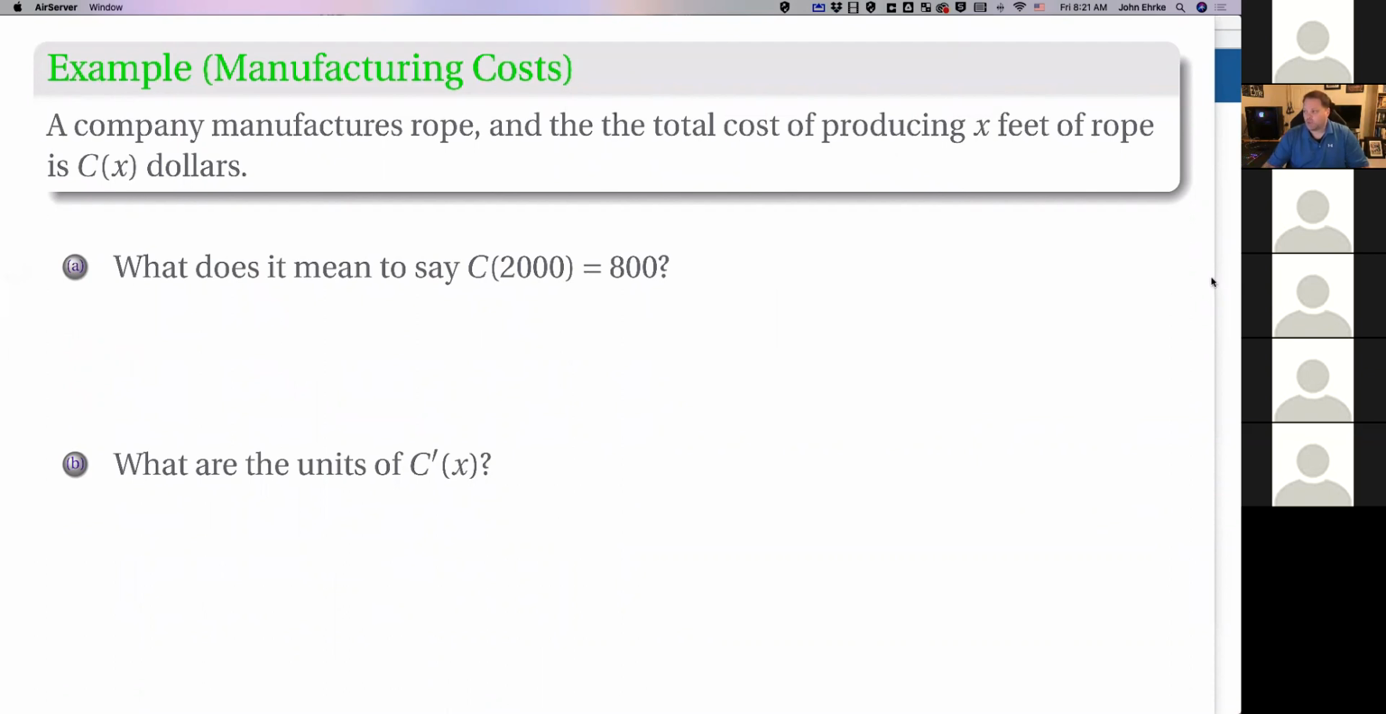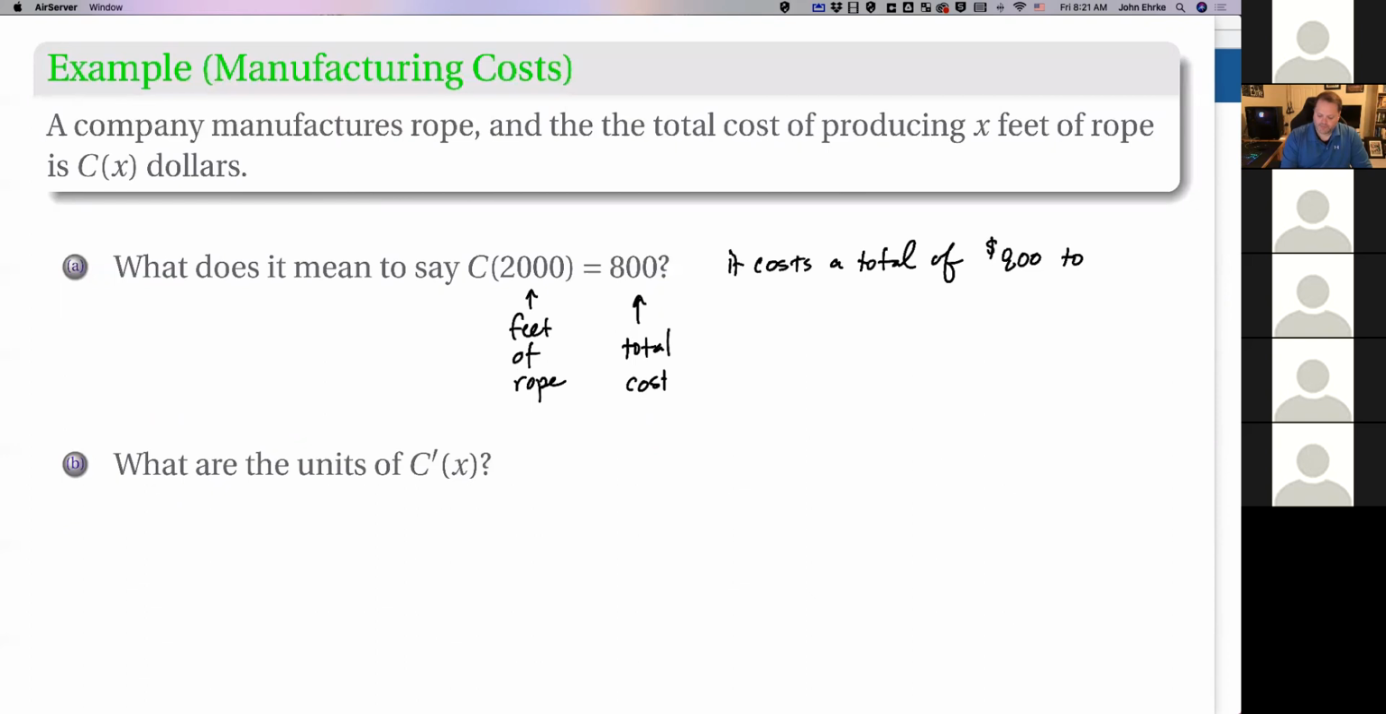So what does it mean to say C of 2000 equals 800? 2000 is referring to feet of rope. 800 is referring to total cost. In other words, it costs a total of $800 to produce 2,000 feet of rope. That's just the function. All right.